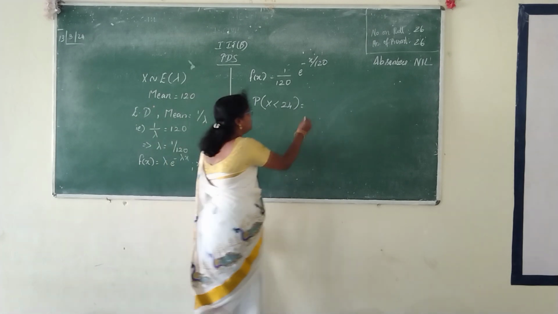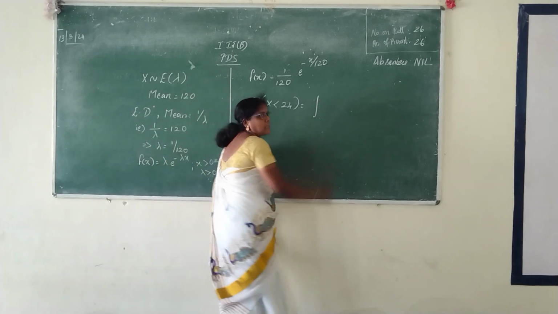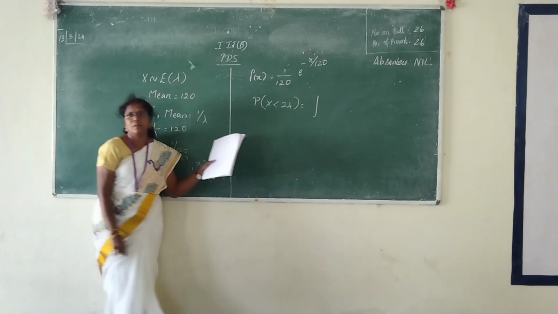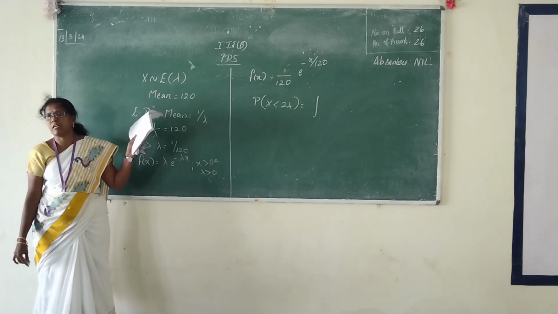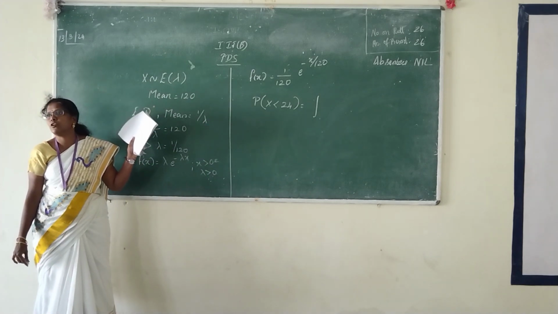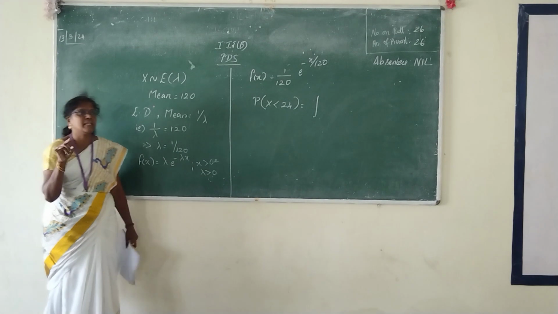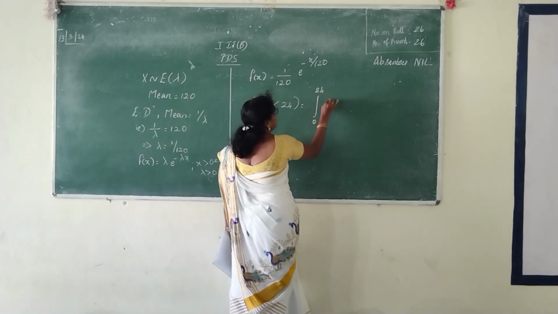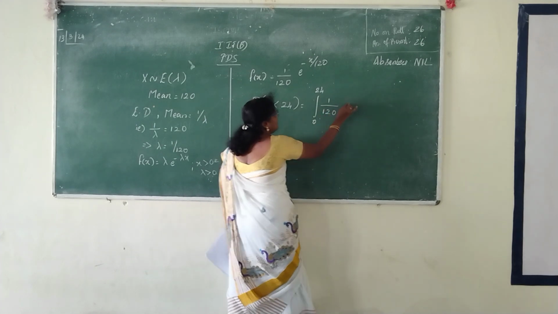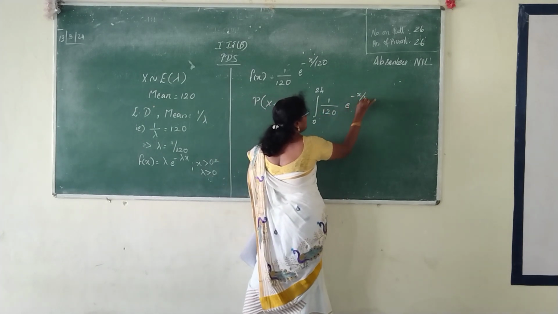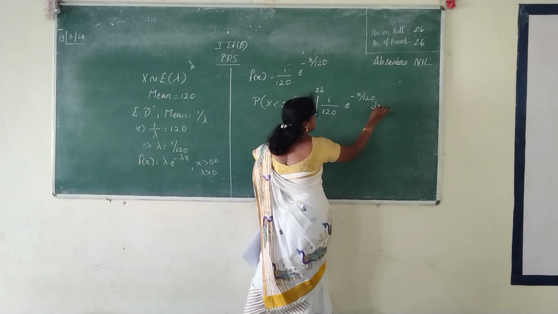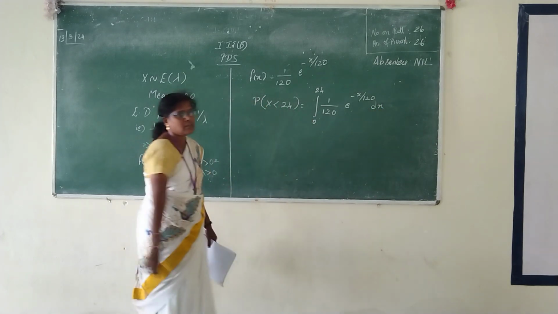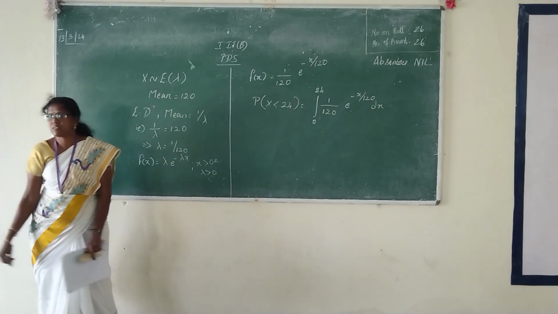So that is equal to the integral. Less than 24 means what is the limit value? 0 to 24 because x is greater than 0. So it is from 0 to 24 of 1 by 120 e power minus x by 120 into dx. Substituting here f of x. As usual, integration is the same.